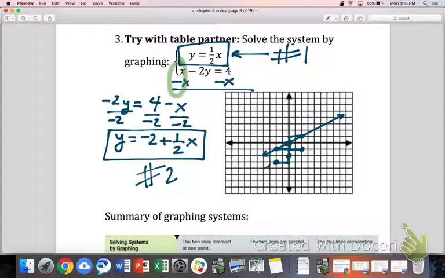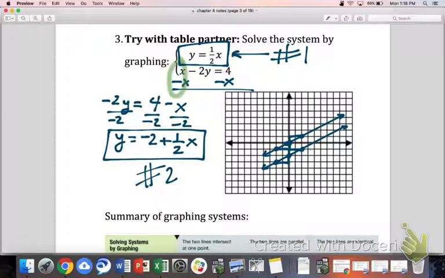So parallel. What's the deal? Yeah. The lines are parallel. So remember, what is the solution to a system of equations? Guys, listen, there's a little bit of logic I want you to get here. What's the solution to a system of equations? Where the lines intersect, where the lines cross.